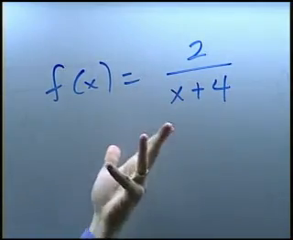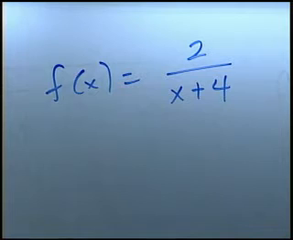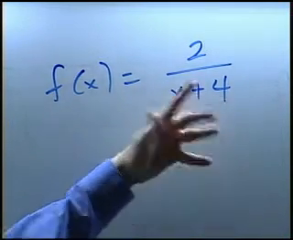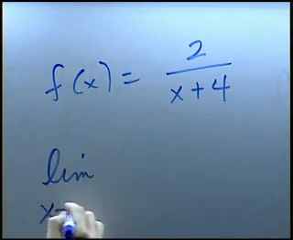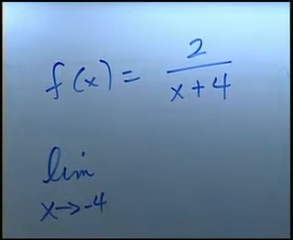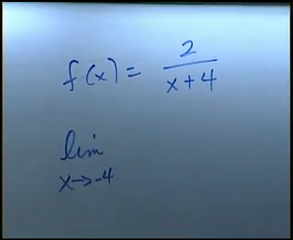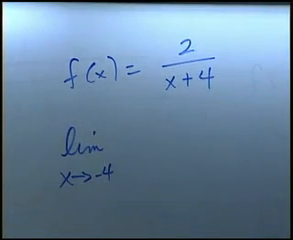If I plug in 1, there's nothing exciting about that. It's just 2 divided by 5. I've got my answer, okay? If I look at 10, again, nothing exciting happens. We just plug in the number, we're finished. But what happens around -4? That's a more interesting question, because when we plug in -4, we get division by 0. And we already know we cannot have division by 0.